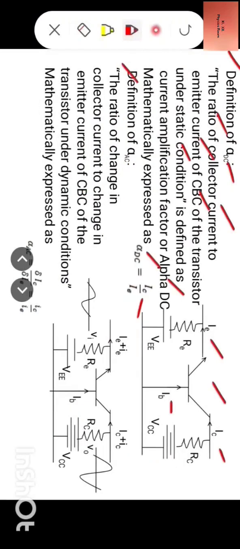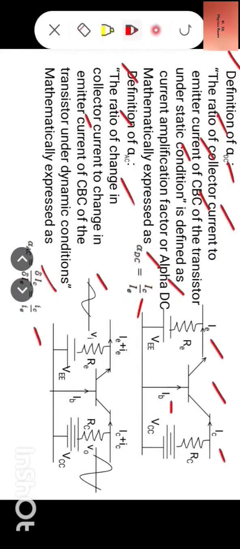Now let us take up definition of alpha AC. It is defined as the ratio of change in collector current to change in emitter current of common base configuration of the transistor under dynamic conditions, that is when applied with AC signal at the input. Mathematically expressed as alpha AC is equal to delta IC by delta IE, or it is equal to small IC by small IE.